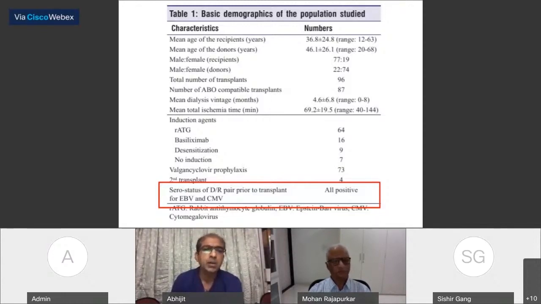Induction agents, as I alluded to earlier: ATG was used in 64 of these individuals, basiliximab in 16, desensitization protocols for ABO incompatible in 9, and no induction in 7. Valganciclovir was used in most of the patients who received ATG and the ABO incompatible, so 73 patients. A second transplant was present in 4 of these individuals. Of interest, seropositive status of D plus R plus was seen in all the patients for CMV and EBV.